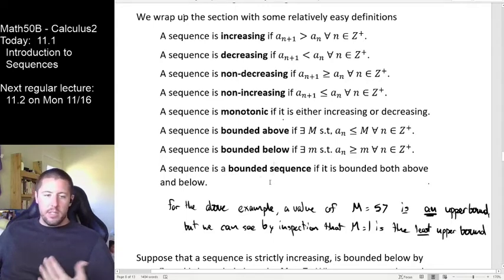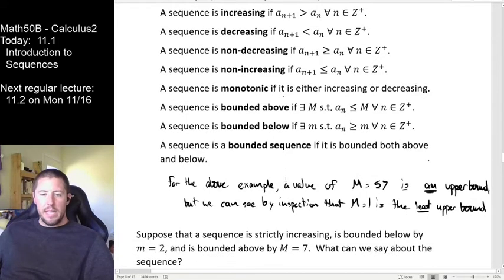So I can say that the sequence defined by cosine of n is a bounded sequence because I know it has a greatest lower bound of -1, or sorry, has a least upper bound of 1 and a greatest lower bound of -1. I can identify the more special bounds associated with that.